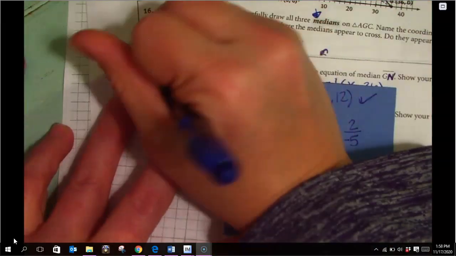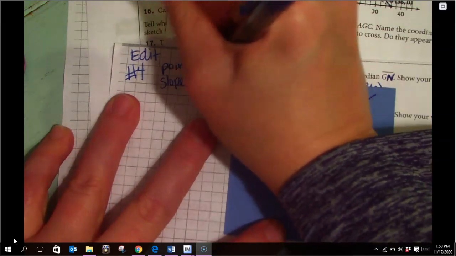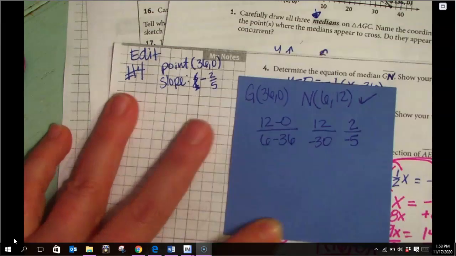So again, we need the point, which was fine. We chose 36, 0, but we need the correct slope. Sorry you're having to do double the work, but that's life. Okay, so that's our slope.